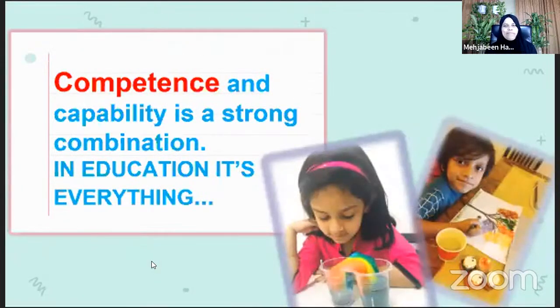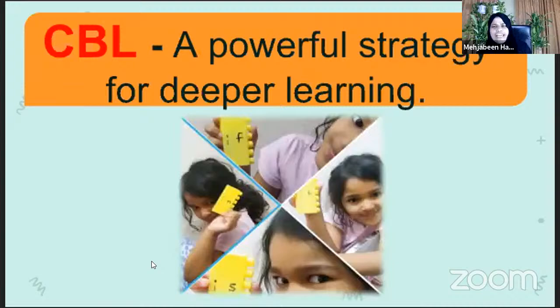Competence and capability is a strong combination. In education, it's everything. Competency is your skill, your ability in a specific field. It is more than just knowledge and skill. There's lots of discussion lately about how to better engage students in their learning. One powerful strategy is CBL, competency-based learning. It's all about learning culture, learning environment, deeper learning, and partners in learning.